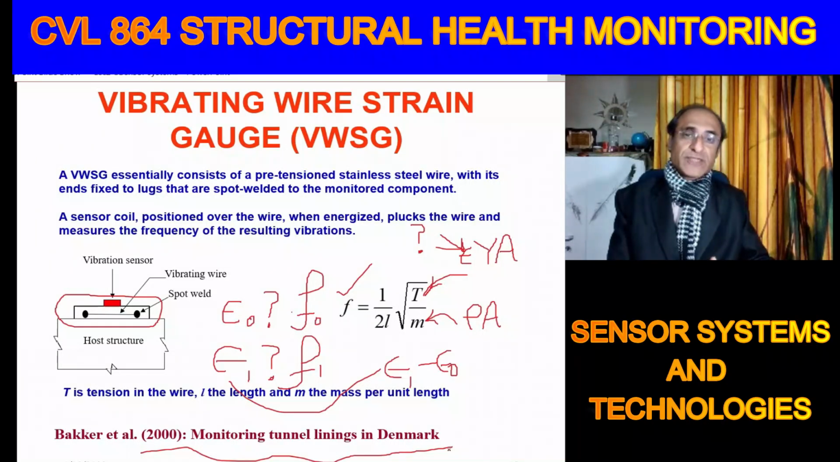And even if we are able to have an electronic system which does these measurements very quickly, there will be interference from the surrounding noise, because you are measuring some frequency and the ambient noise is also dynamic in nature, so there will be interference. So it's good for static measurements.